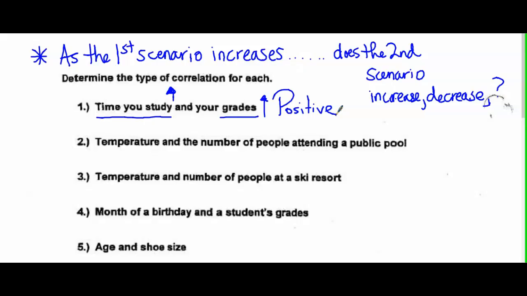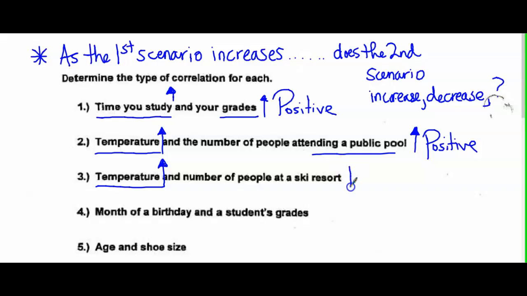Second one, temperature. As the temperature increases, it's hot, and the number of people attending a public pool, typically the hotter it is, the more people that are going to a pool, so that is also positive. Next, as the temperature increases, the number of people at a ski resort. Well, if it's getting hotter, what's happening to the snow? It's melting. So the number of people is going to decrease, so this would be negative.